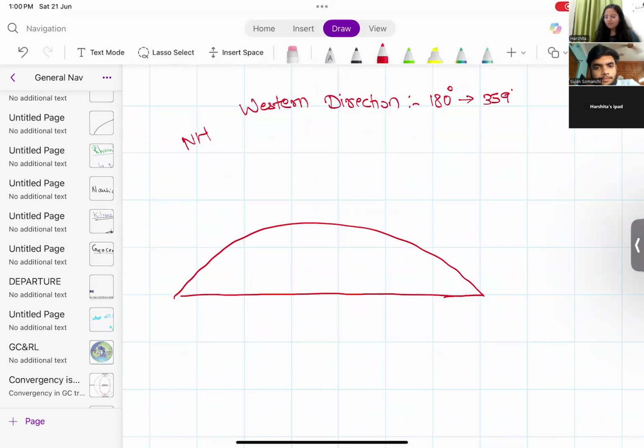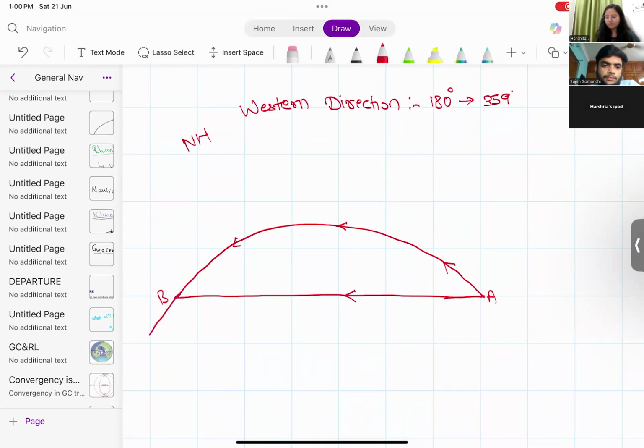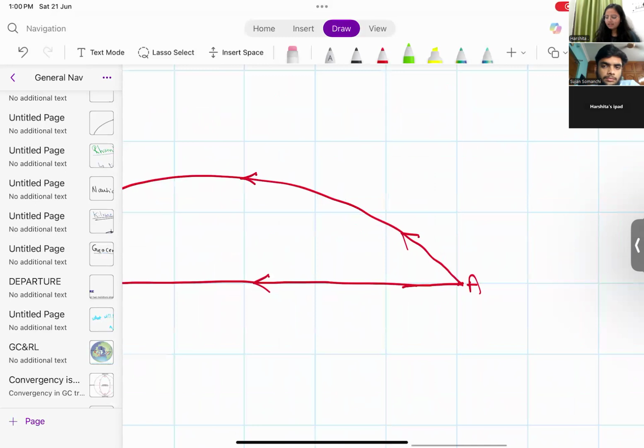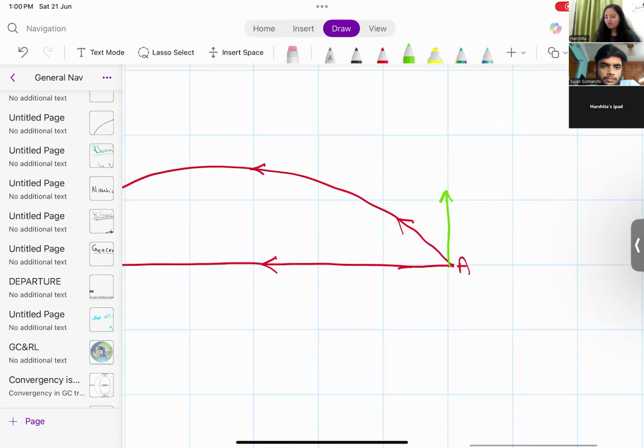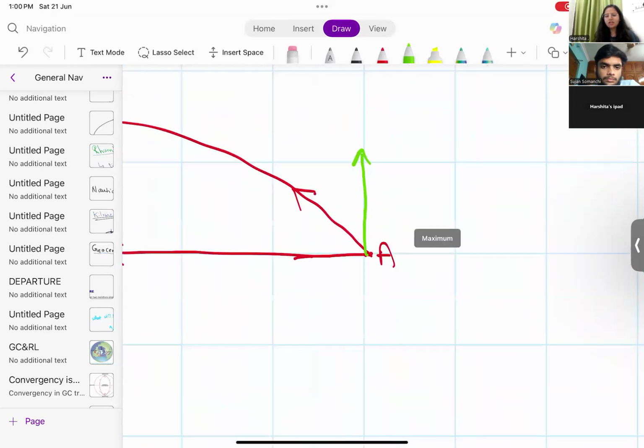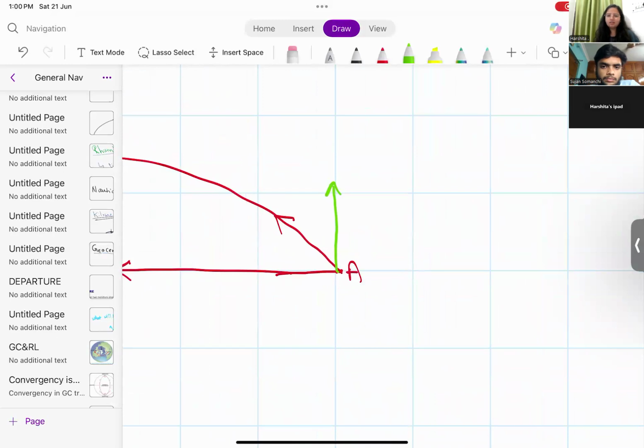Now, I am traveling this way, in the western direction. Are you happy with the diagram? Going from point A to point B, westerly direction. This is my trajectory from A to B. Again, let's see the angle from north. Now tell me, where should I draw my circle? From where should I measure the direction?